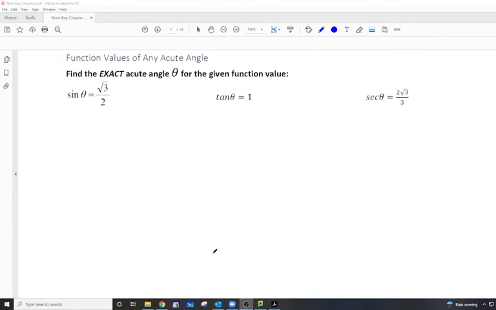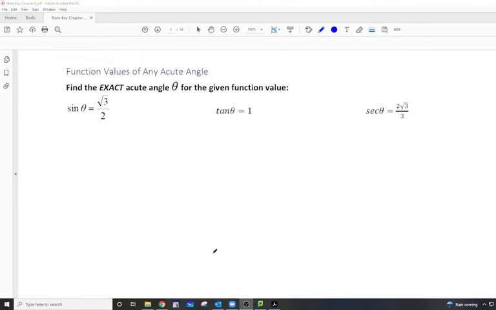Now what we're going to do is go backwards. So now that you have looked at finding the sine of an angle, or the cos of an angle, or the tan of an angle, now we want to find the angle that gives us certain ratios of sides. So we're going to draw the triangles again. This says find the exact acute angle for the given function value. Now again, your choices are 1, 1, root 2, or 1, 2, root 3.